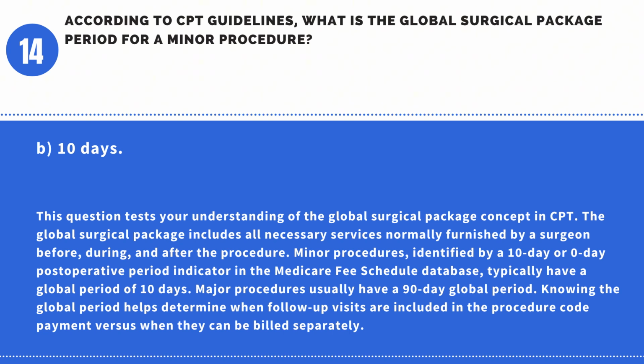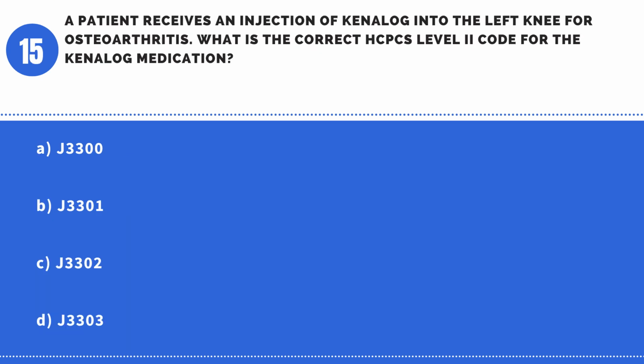Major procedures usually have a 90-day global period. Knowing the global period helps determine when follow-up visits are included in the procedure code payment versus when they can be billed separately. Question 15.